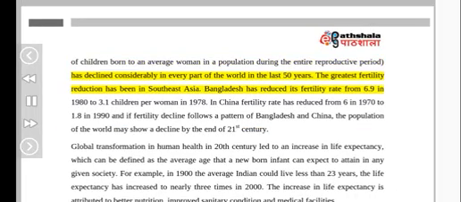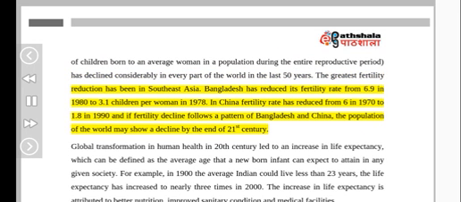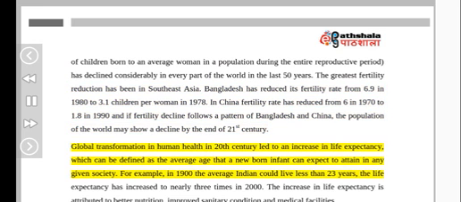The greatest fertility reduction has been in Southeast Asia. Bangladesh has reduced its fertility rate from 6.9 in 1980 to 3.1 children per woman in 1998. In China, fertility rate has reduced from 6 in 1970 to 1.8 in 1990, and if fertility decline follows a pattern of Bangladesh and China, the population of the world may show a decline by the end of 21st century.